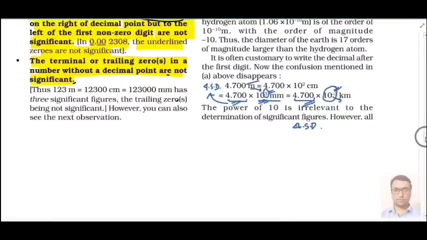So we have just started today about significant digits. In the next lecture, we will solve some examples based on significant digits.